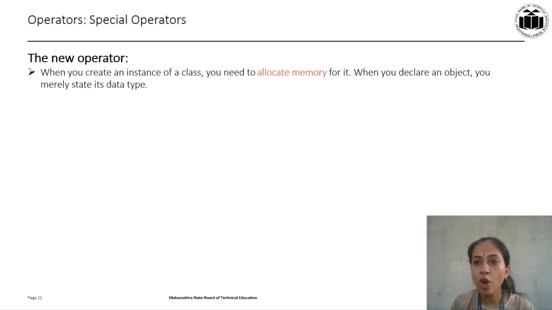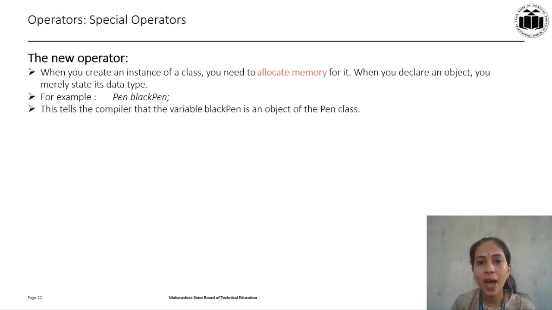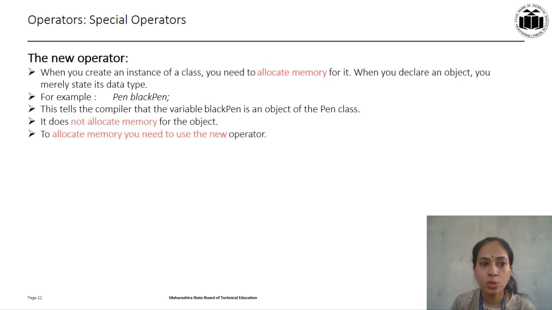When you declare an object, you merely state its data type. For example, Pen blackPen. Here Pen is the name of the class and blackPen is the variable. That means I have not assigned memory to blackPen. To assign the memory, we need to use the new keyword. So to allocate the memory, you need to use the new keyword or new operator.